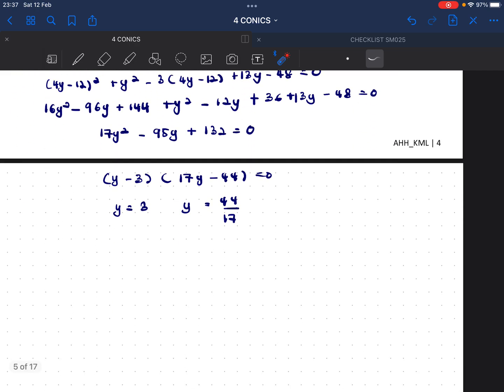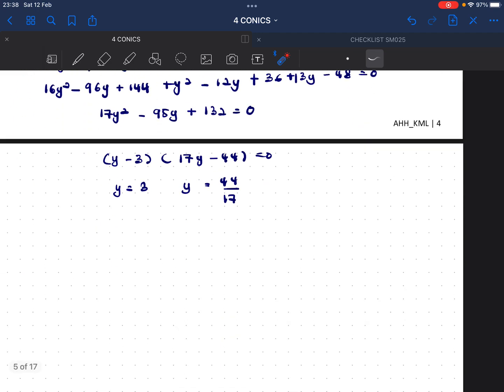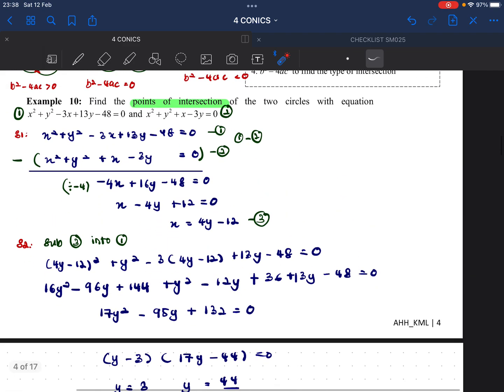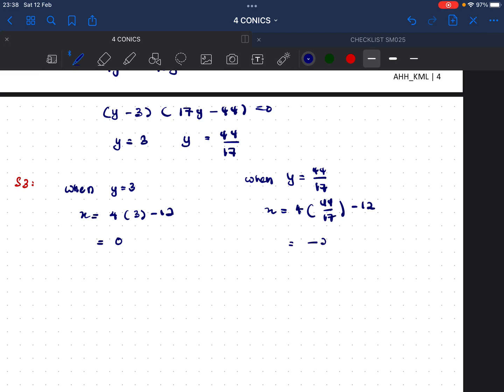When we have the value of y, we move on to step 3. We have already found our quadratic equation. Now we are going to find the value of x. Step 3 is to substitute y into equation 3 to find the value of x. When y equals 3, x equals 4 times 3 minus 12, which is 0. Okay, 12 minus 12 is 0. When y equals 44 over 17, x equals 4 times 44 over 17 minus 12, and that will be negative 28 over 17.